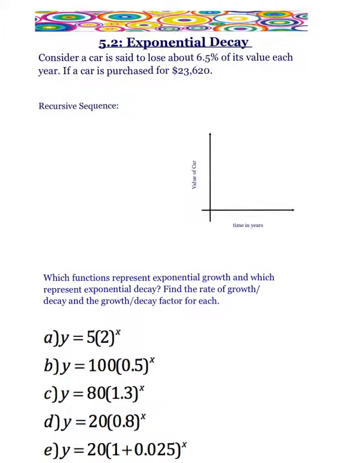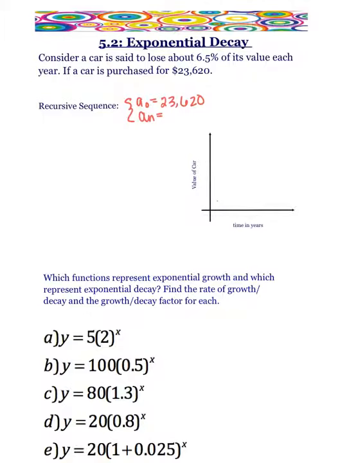Consider a car that is said to lose 6.5% of its value each year. If a car is purchased for $23,620, we want to write a recursive sequence that gives the value of this car after n years. So let's start off with a sub 0, which is equal to $23,620.